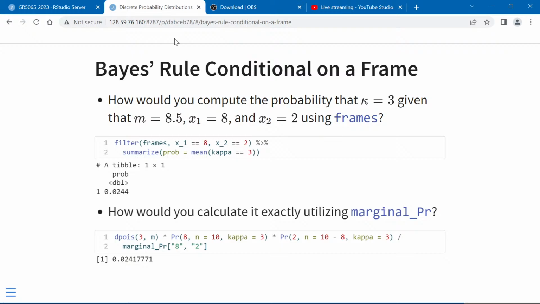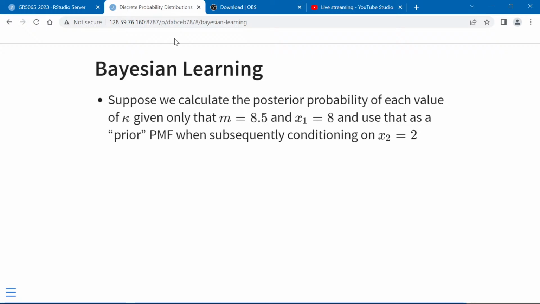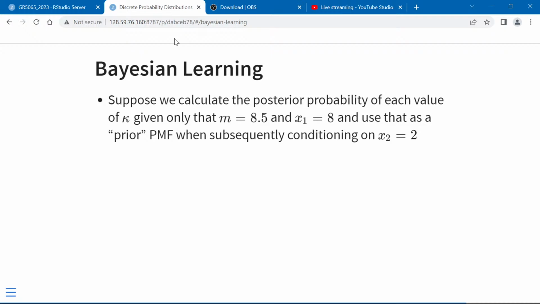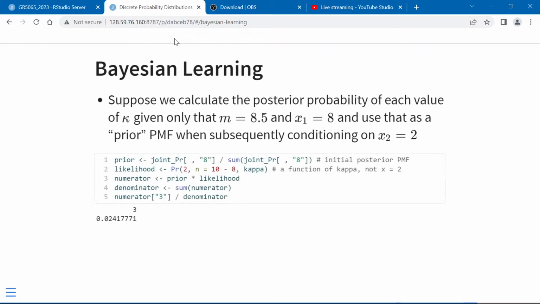All right. So we got this number 0.024177771. Now suppose we calculate the posterior probability for each value of kappa given only that m is equal to 8.5 and x1 is 8, and use that as our prior probability mass function when subsequently conditioning in the second step on the fact that x2 equals 2 in the first frame of bowling. So we can form a prior probability mass function, which is really a posterior probability mass function, by taking all the rows where the joint PR is equal in the 8th label column and then normalizing it out by the sum in the 8th label.